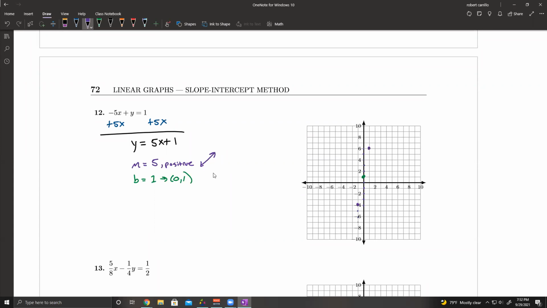1, 2, 3, 4, 5. And to the left, 1. There we go. We can only get 4 points. So let's graph those. And up, up, up, up, up. And there you go.